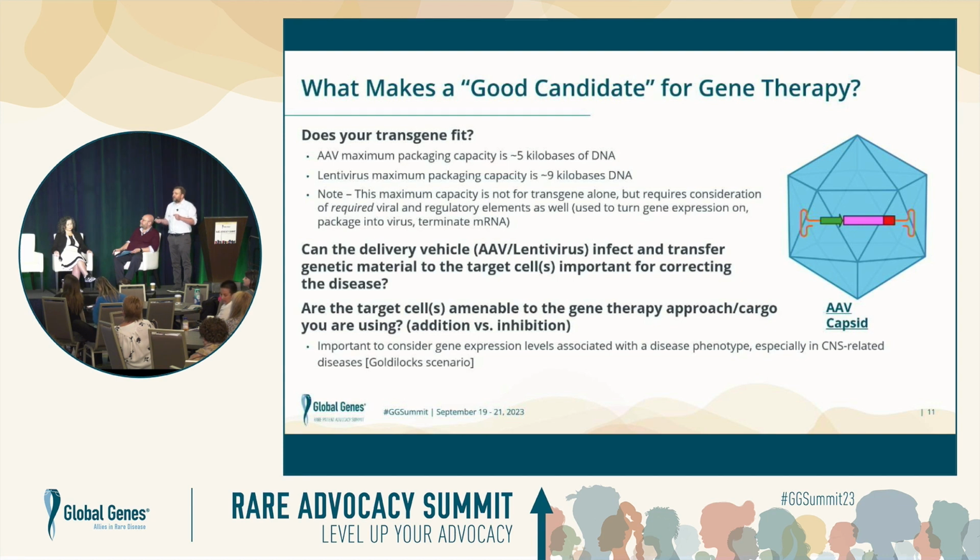And finally, are the target cells amenable to this approach? In some ways, this is most important in CNS, or central nervous system associated diseases, where oftentimes you'll have an average expression level and you'll have a disease phenotype if that is expressed too high or too low. That's what we call the Goldilocks scenario, where you really have to be able to fine tune that expression to where it needs to be. And so that's another thing you really have to work out in your preclinical models.